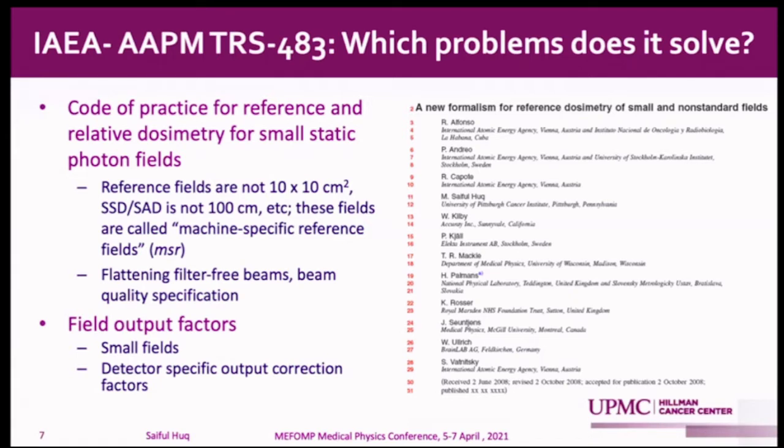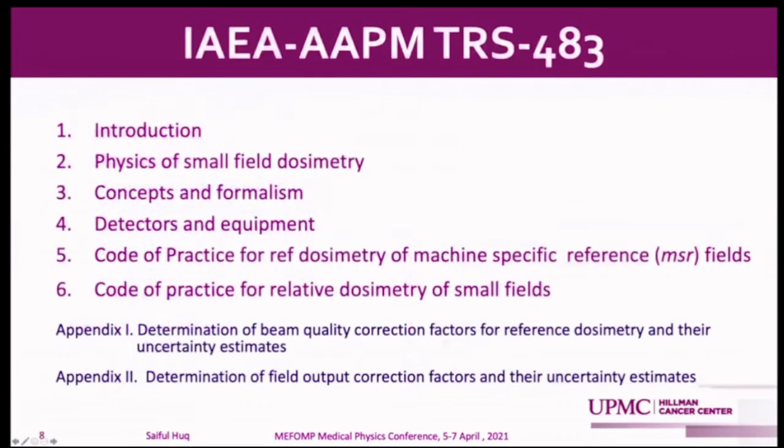Machines such as Gamma Knives and CyberKnives cannot set these conditions, we know that, right? And these fields are called machine-specific reference fields in the code of practice. The COP also provided a formalism and data for flattening filter-free beams and provided a method for beam quality specification for non-standard fields. The COP also provided a formalism and data for the determination of field output factors. This is perhaps the most significant contribution of the COP.